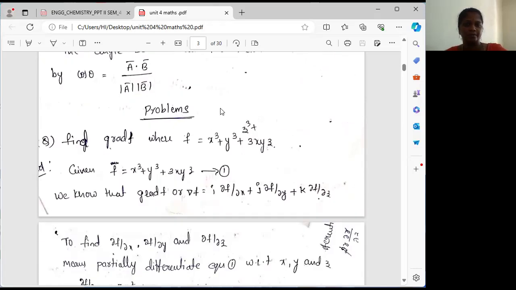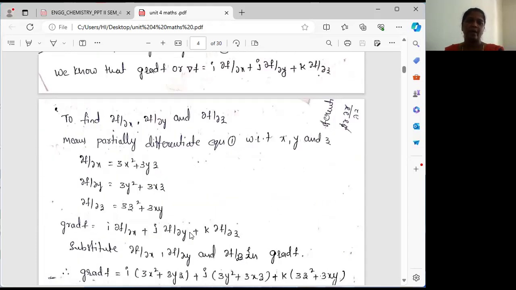Then problems. Find grad f where f equals x cube plus y cube plus z cube plus 3xyz. So f is a scalar. Given f equals x cube plus y cube plus z cube plus 3xyz, this is equation 1. We know that grad f or del f equals i into dou f by dou x plus j into dou f by dou y plus k into dou f by dou z.